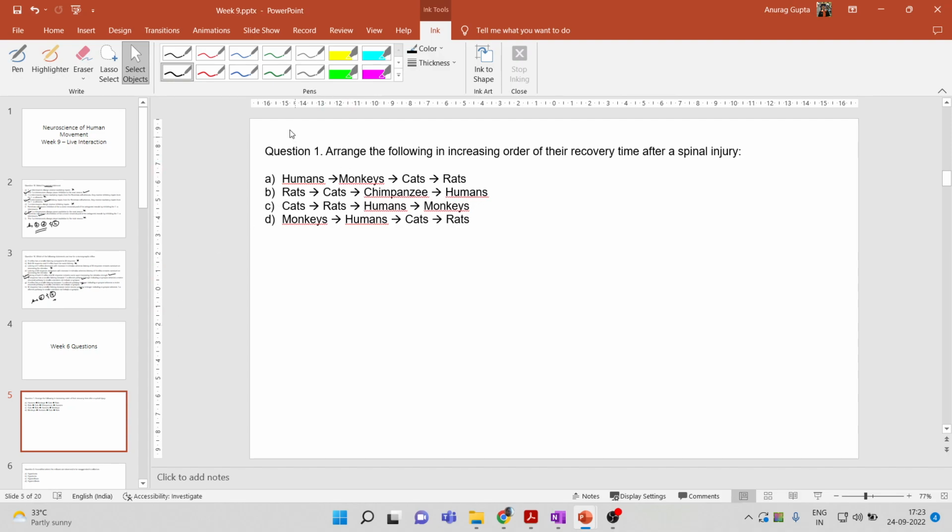So it has been noticed that as we go higher up in the species, the recovery time increases. So in this case, we have these four, and the answer should be rats, cats, chimpanzee, and humans.